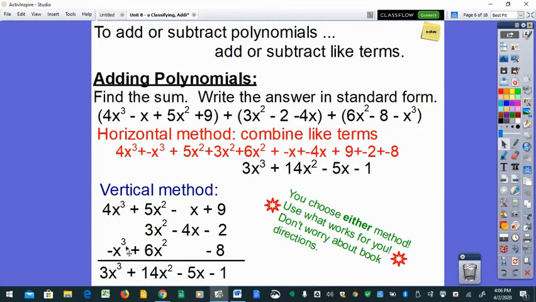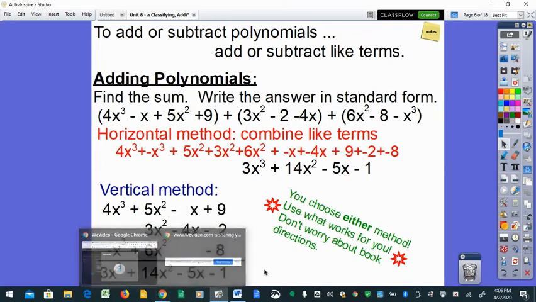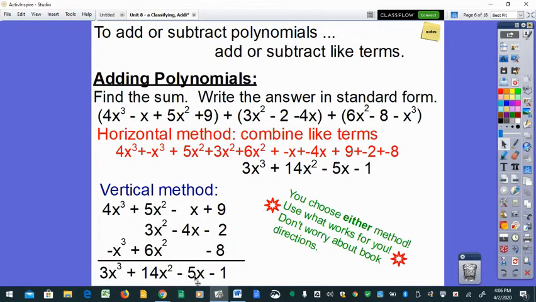So 4x and a negative x to the third, 4x to the third, take away an x to the third will give you 3x to the third, and there's the 5 plus the 3 is 8 plus 6, there's the 14x squared, and a negative 1 and a negative 4 makes a negative 5x, and 9, take away 2 is 7, take away 8 is negative 1, and you're seeing we're getting the same answer.